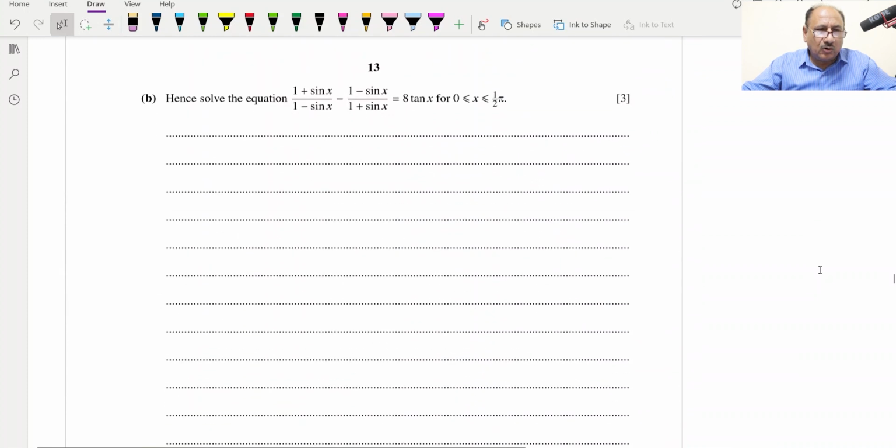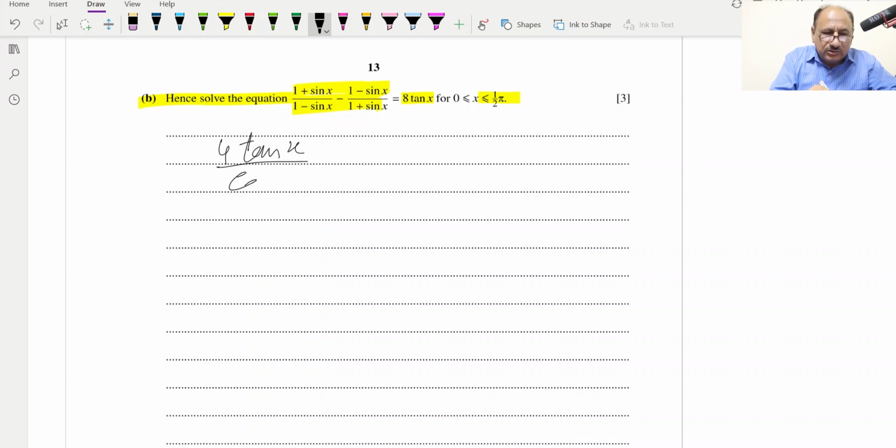Now, hence solve the equation. Using that result which we have just done, we have to solve this equation. This side we earlier solved, and we have to solve this one, 8 tan x for 0 to 1 by 2. So 4 tan x over cos x, this is what we just now solved in the previous part, and this is equal to 8 tan x, and tan x we can cancel from both sides, and 4 1s are 4 and 4 2s are 8.